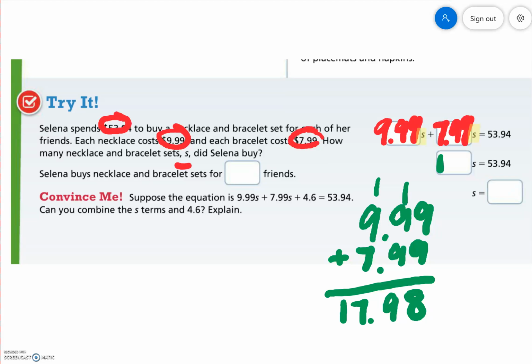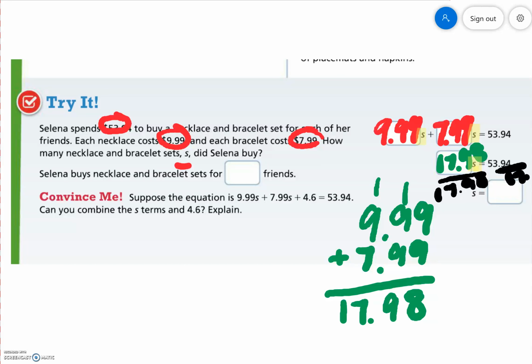So that will give us 1.798S. Now to get S by itself, because that's the whole point here, we're trying to solve for the variable. To get S by itself, we're going to do the inverse operation. Right now, multiplication is happening to S. So in order to get rid of it, we have to do the opposite, which is division. So we're going to divide both sides by 1.798.